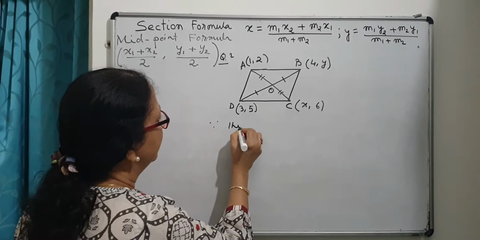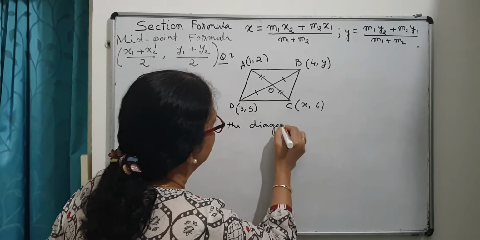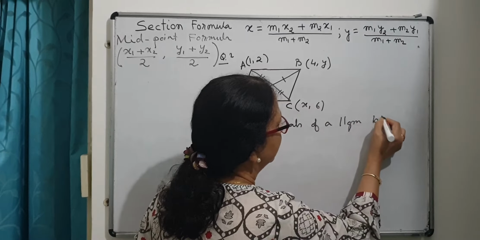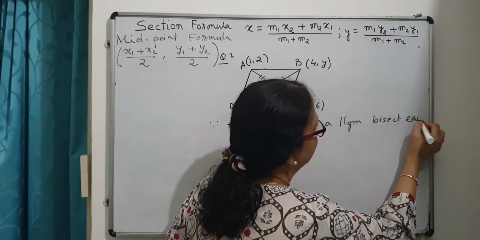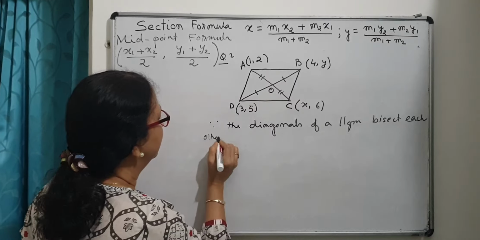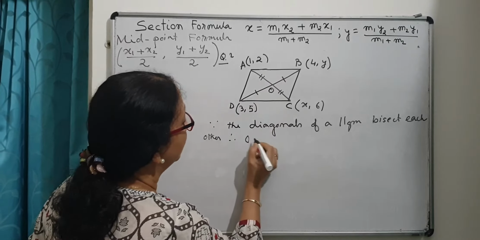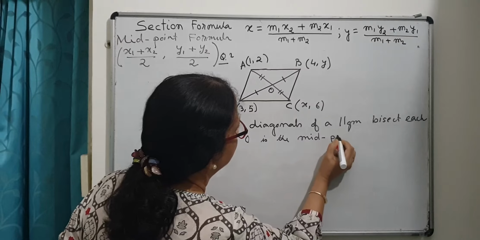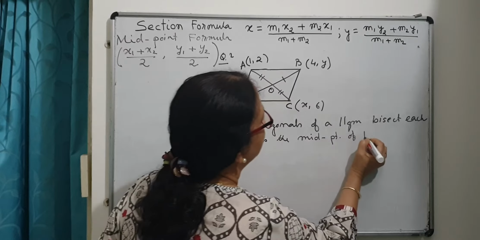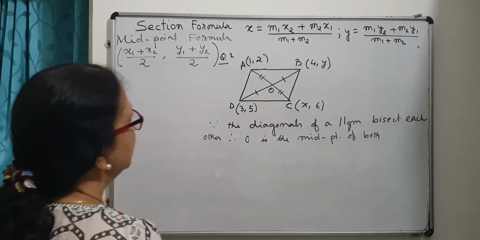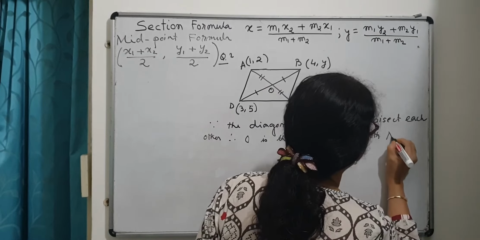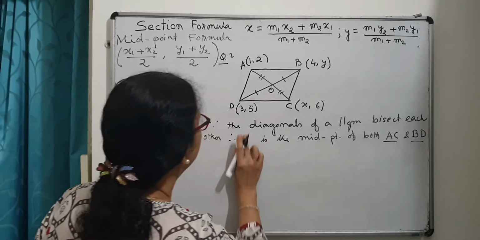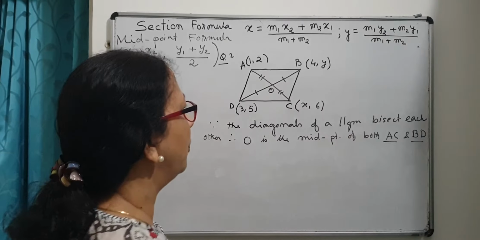Since the diagonals of a parallelogram bisect each other, therefore O is the midpoint of both the diagonals, that means AC and BD. So this concept we will be using. O is the midpoint of both the diagonals.